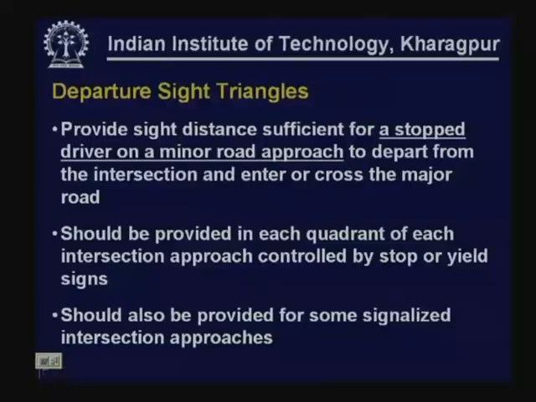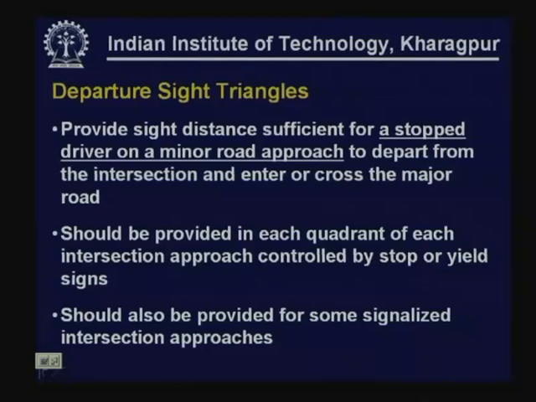Okay. So, under this condition, for a stopped vehicle to accelerate, speed up and then cross the intersection, what is the required intersection or the side triangles that we are calling departure side triangles. So, understand this part clearly. Provide side distance sufficient for a stopped driver on a minor road approach to depart from the intersection and enter or cross the major road.